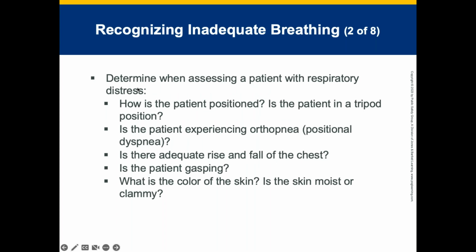Skin color and temperature can tell you a lot about a patient being in shock. All right. So evaluation of the patient in respiratory distress includes observation, palpation, and auscultation. Look, listen, and feel. Touch your patients, palpate them. Listen to the lungs. Look at how they present to you. How is the patient positioned? Is the patient in tripod, elbows out? Is the patient experiencing positional dyspnea?